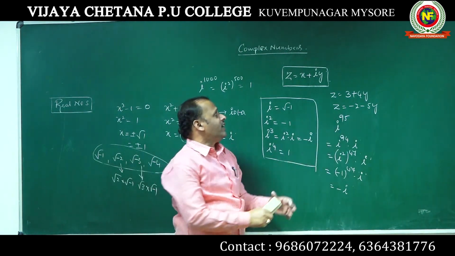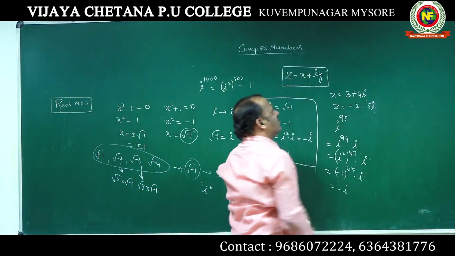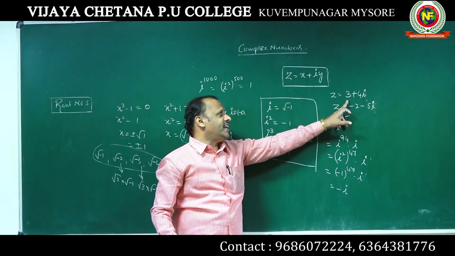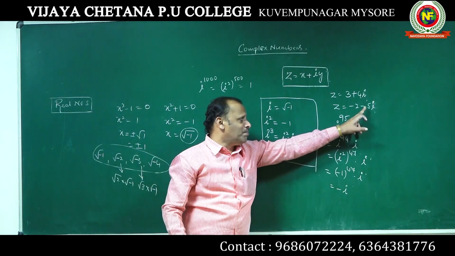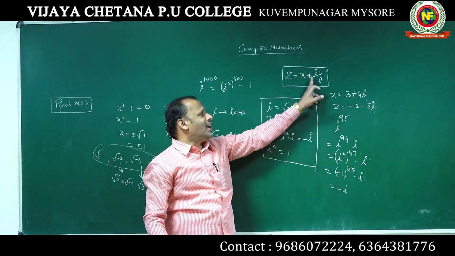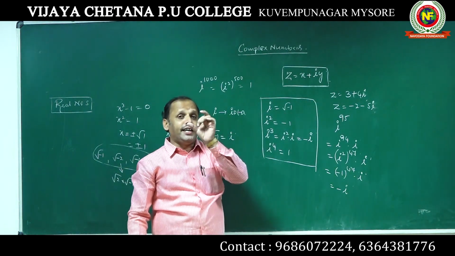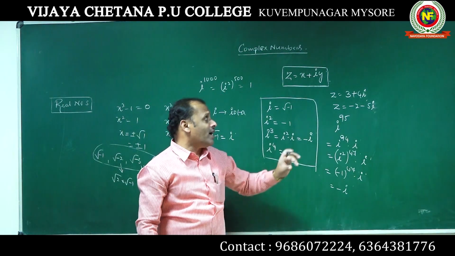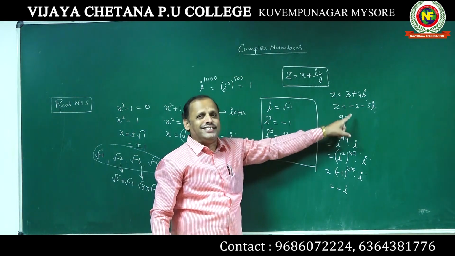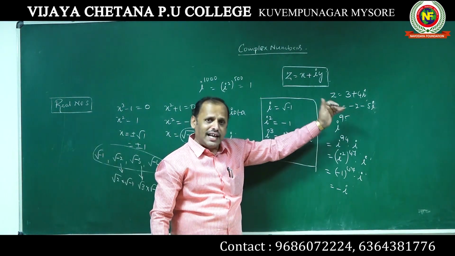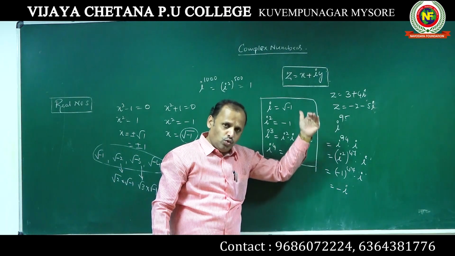Here in the place of x there is 3, in the place of y there is 4. Here x is minus 2 and y is minus 5. So totally here, along with the imaginary number, that is the imaginary part. So here we have the integer or rational number like that. Instead of 3, maybe there is minus 1 by 3, minus 1 by 4.